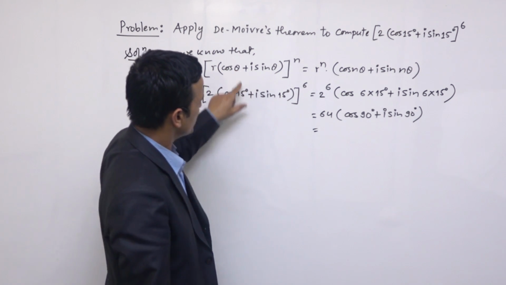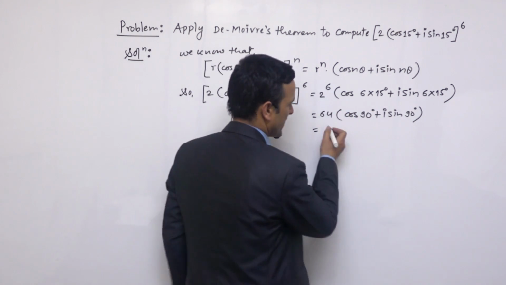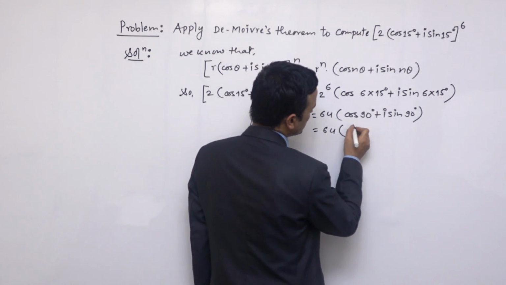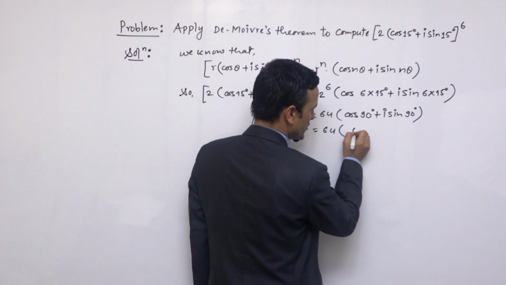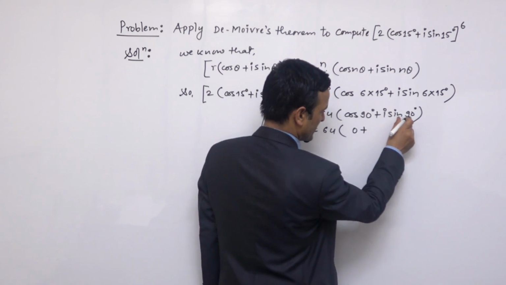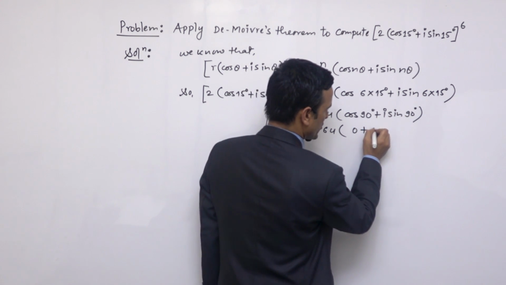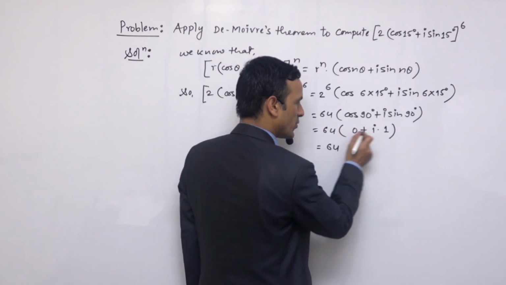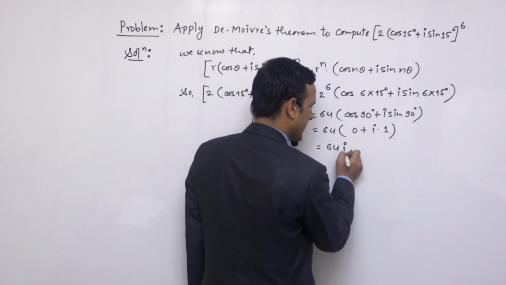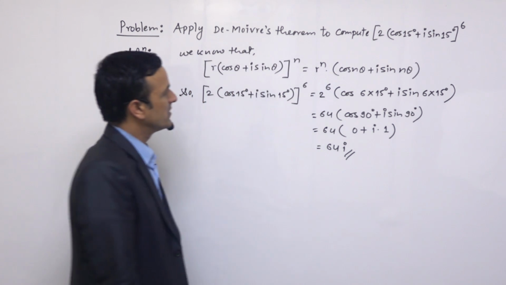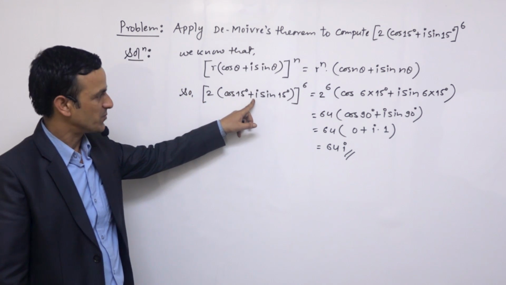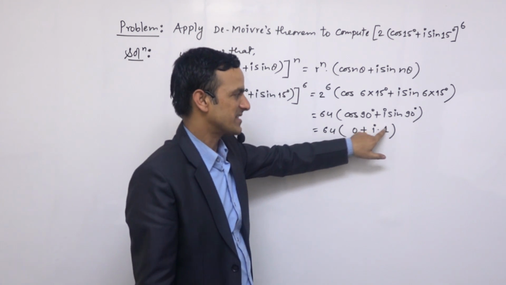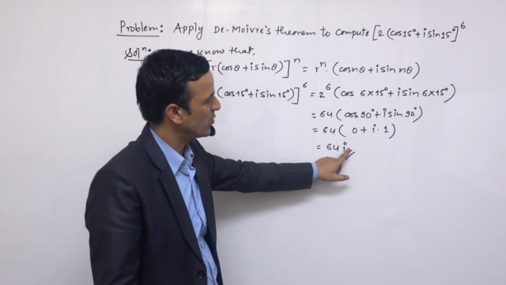So यस्तो expression लाई हामीले खोल्दाखेरि यो आउँछ. Now we can put the value. Cos 90 degree means what? The value of cos 90 is 0 and value of sin 90 means it is 1. So i into 1. So now we can write 64 into i, 64i. So this is the value obtained from this expression by using de Moivre's theorem.